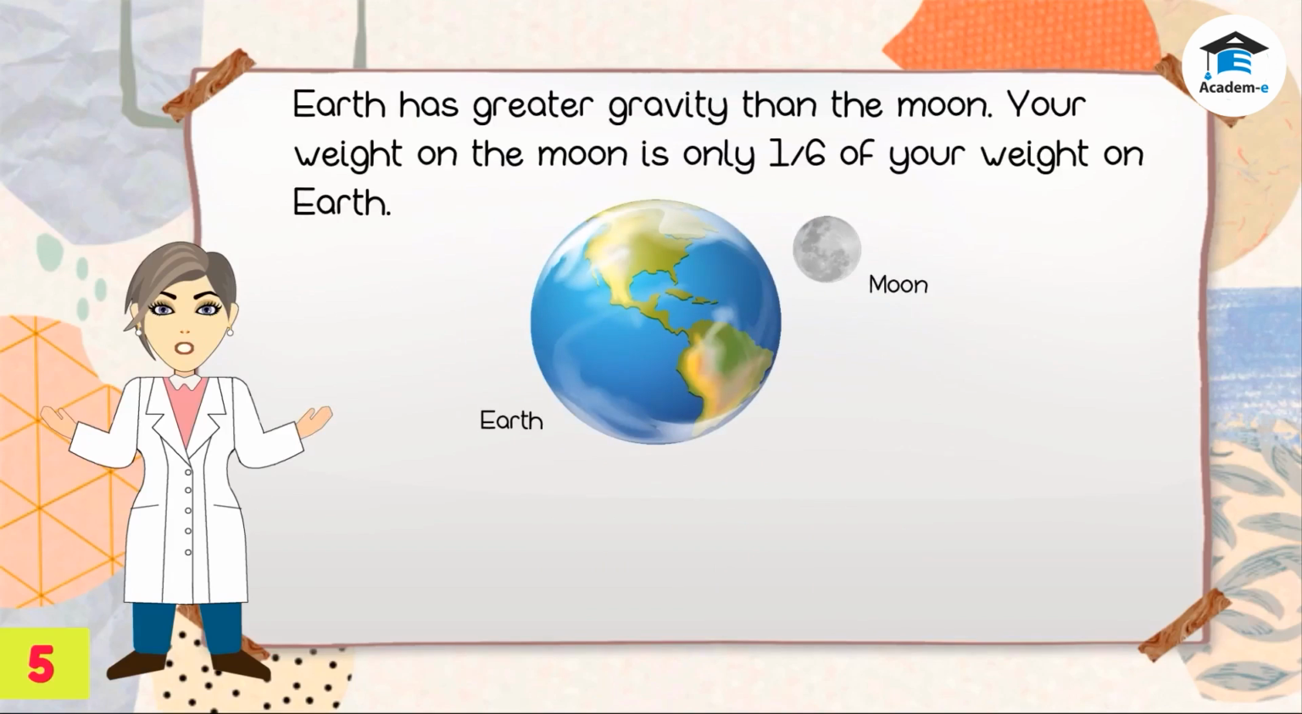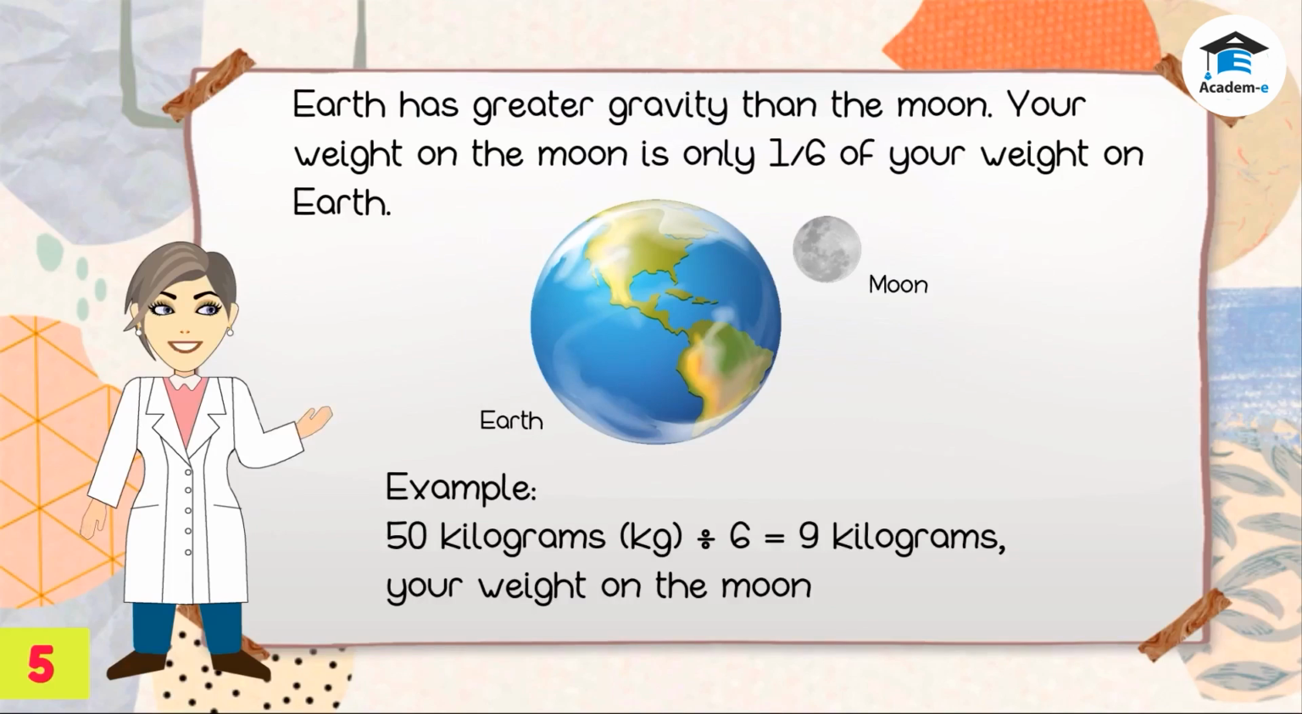Earth has greater gravity than the moon. This is the reason why your weight on the moon is only 1/6 of your weight on Earth. Let's say that you weigh 50 kilograms on Earth. Divide this figure by 6 and you get about 9 kilograms, which will be your weight on the moon.